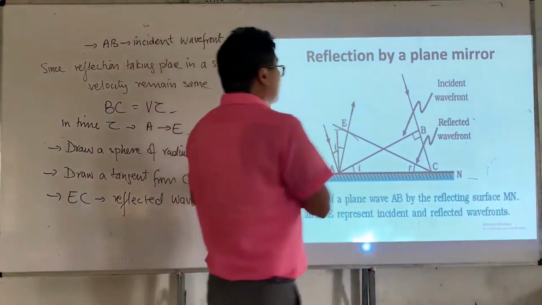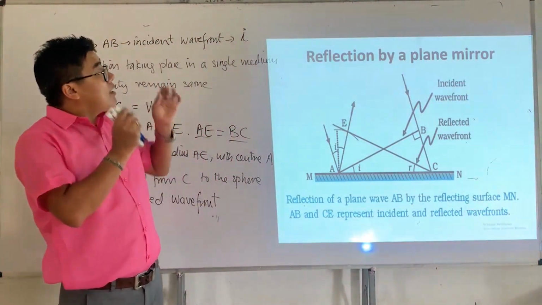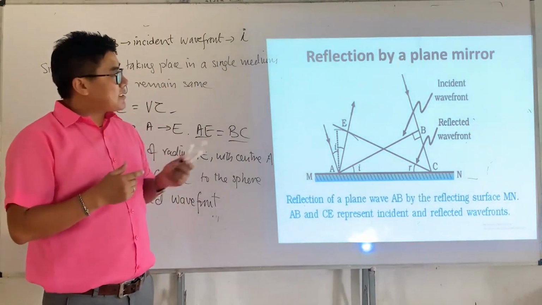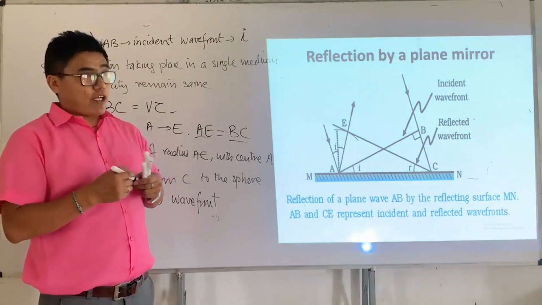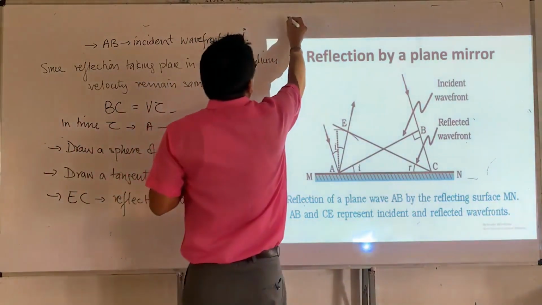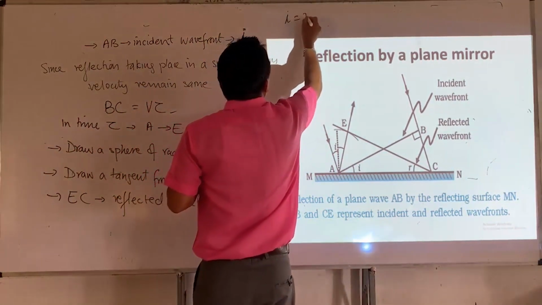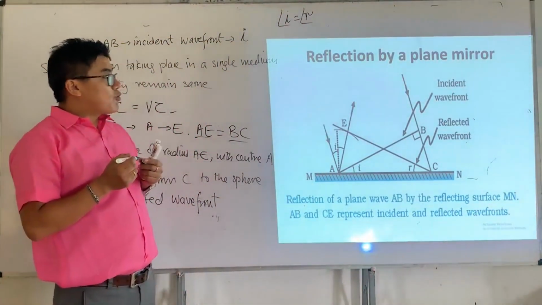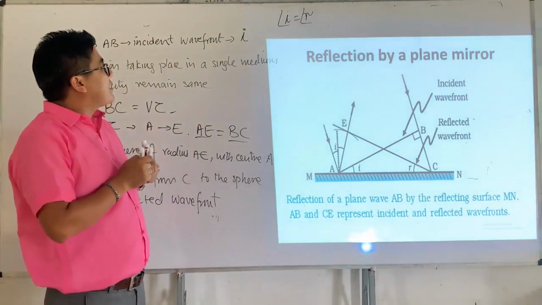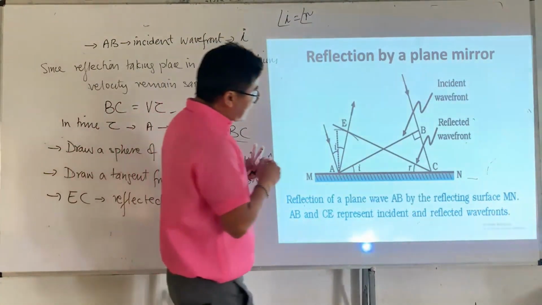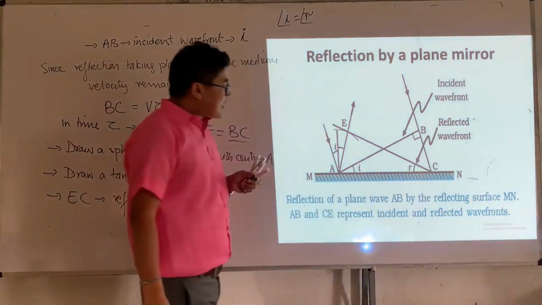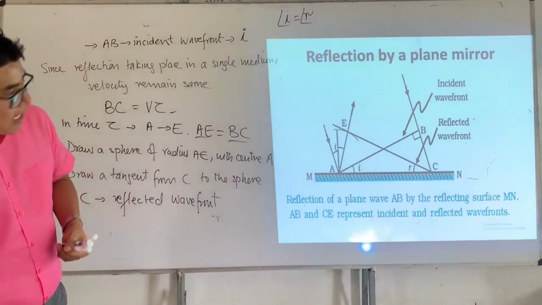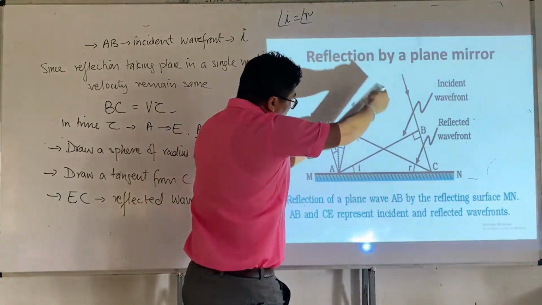Now we are going to prove the law of reflection. In the previous case we proved the law of refraction; now here we are going to prove the law of reflection. What is that law? This is what I am going to prove: i is equal to r. Again, this is the reflected wavefront and this is the incident wavefront. Again I am showing you, and then I will prove it.